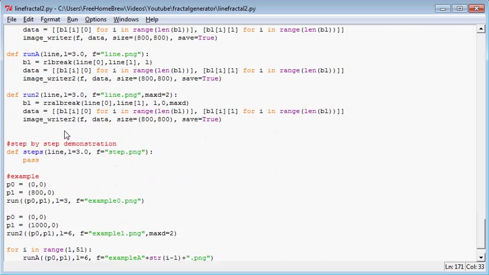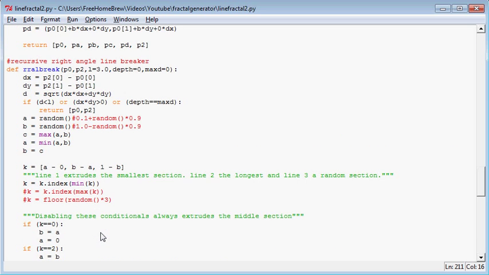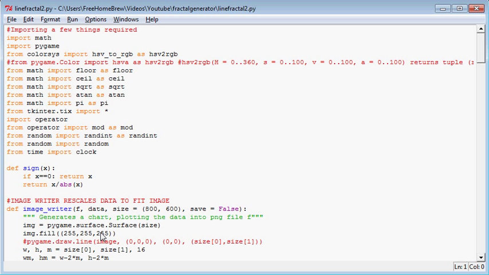I've got some running stuff over here. This one is a function I was meaning to implement to show the in-between steps. It doesn't work with recursion. And then here it runs examples. Yeah, 50 of the first one, 50 of the second one. So that's that. Okay, I think we're through the source code of the line generator.